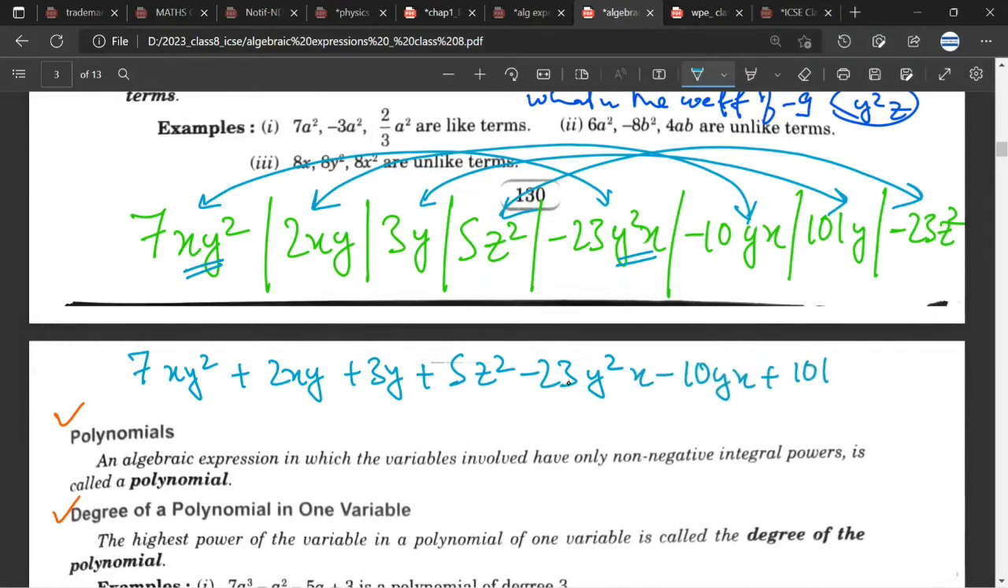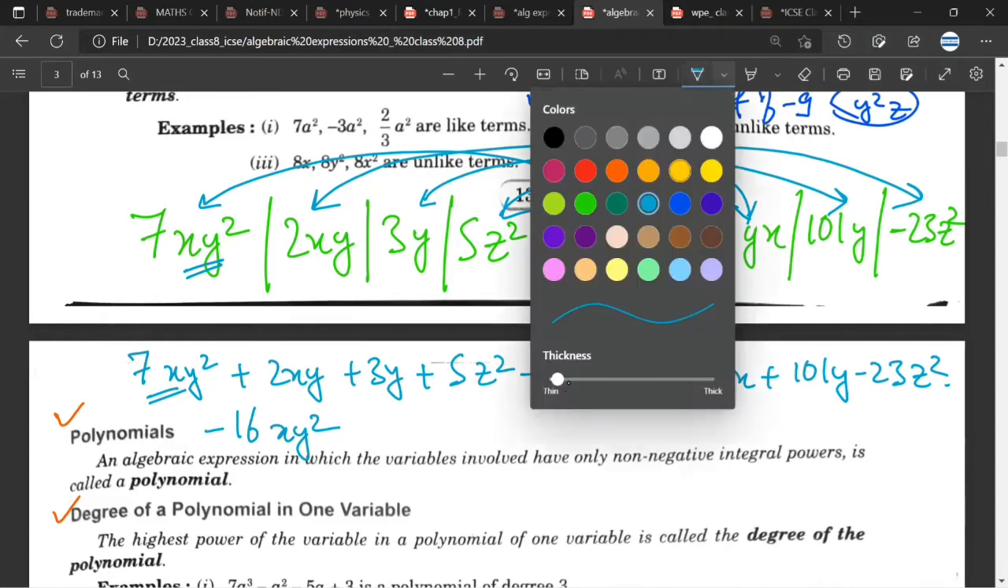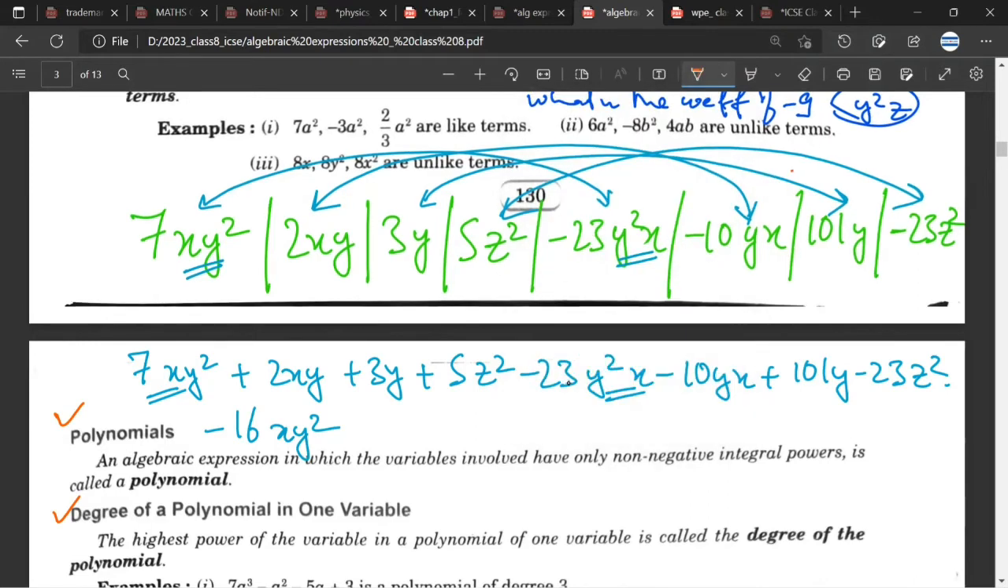So for example, I have an algebraic expression like this. Only like terms can be added or subtracted to or from each other. So if I have to solve this, then this can only be added or subtracted to this. So this would be minus 16xy square. Have you understood what I said? Then I'll have to pick up the next like term.